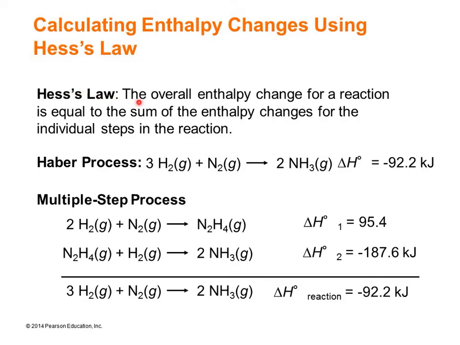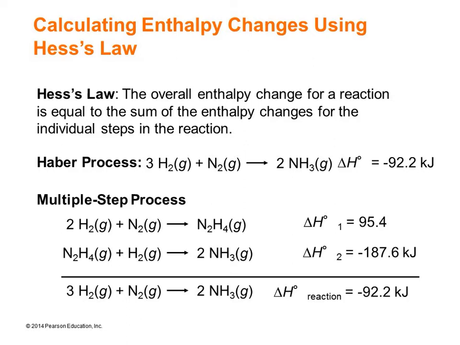Hess's law states that the overall enthalpy change for a reaction is equal to the sum of the enthalpy changes for the individual steps in the reaction. What that means is, if I want to determine the enthalpy change for the reaction of 3 moles of hydrogen with 1 mole of nitrogen to yield 2 moles of ammonia, I don't have to be able to measure the change in enthalpy for that reaction directly if I can measure the enthalpy of the steps that make up that equation.